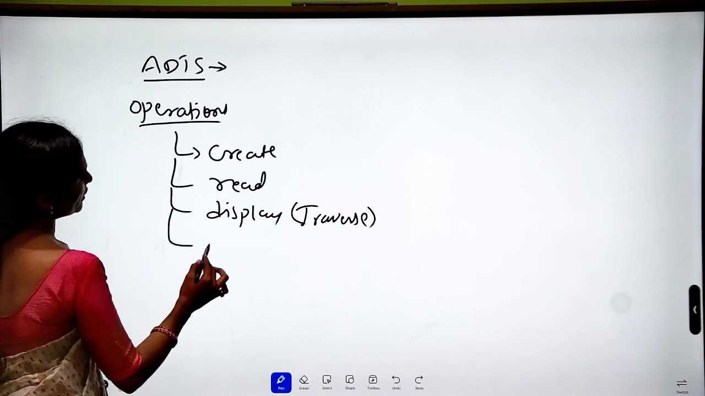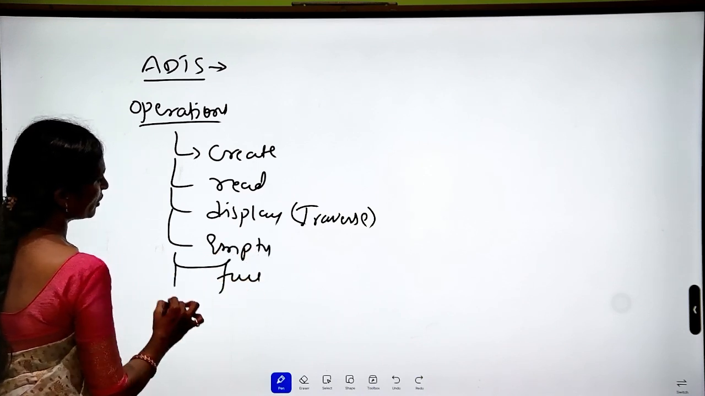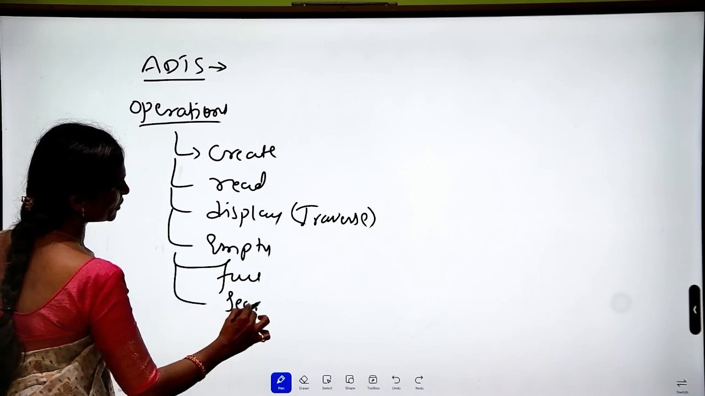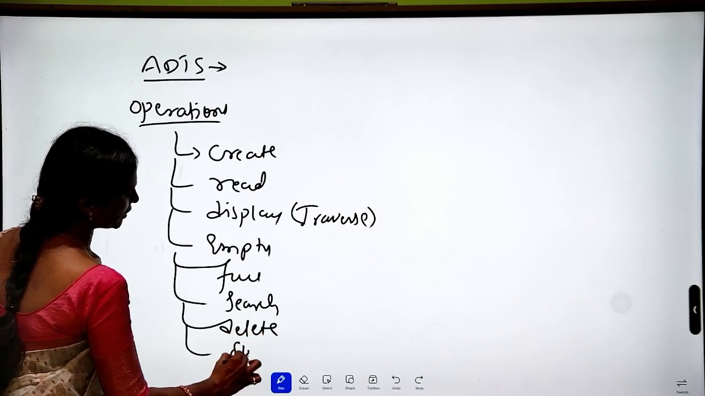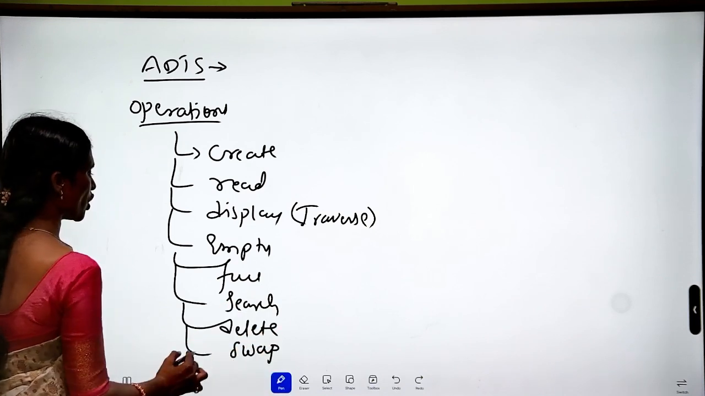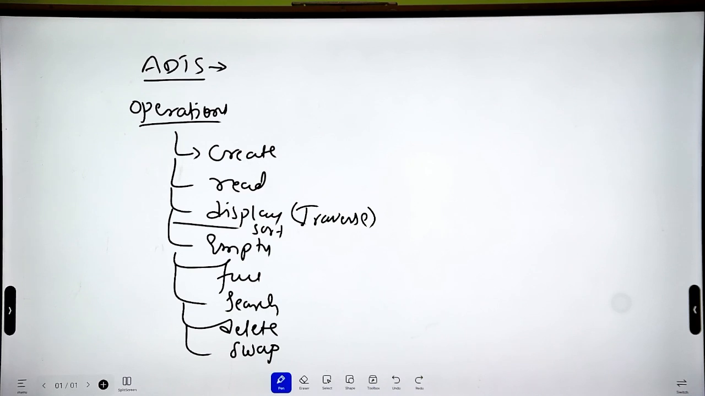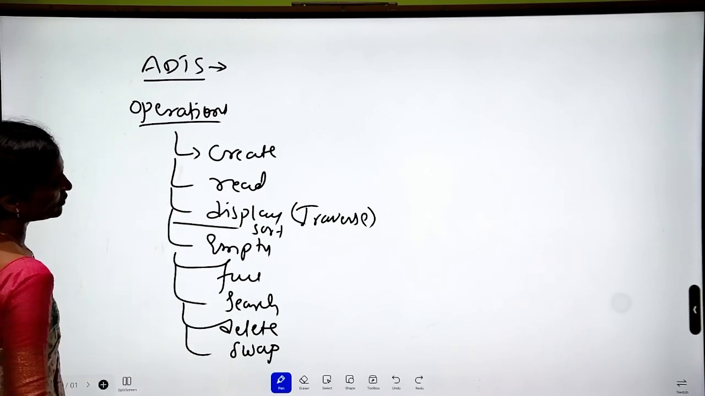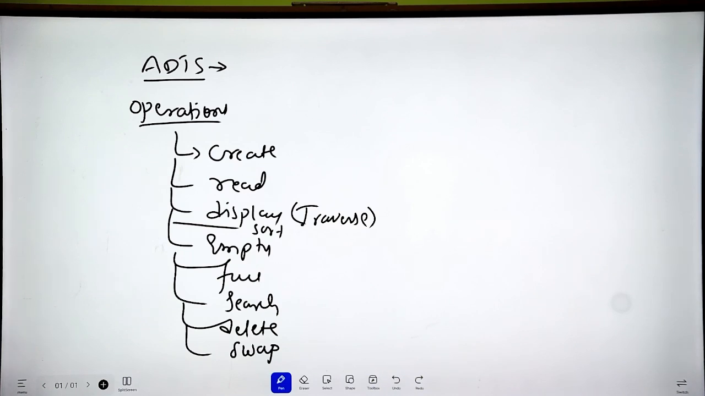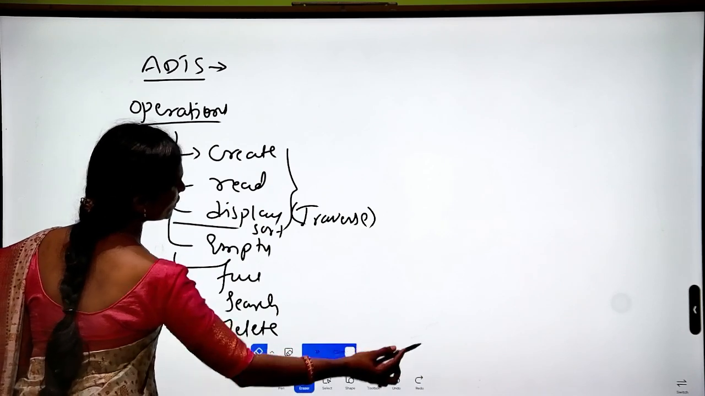Then check whether the array is empty, whether the array is full, search an element from the array, delete an element from the array, swap array elements, and sort the array elements. So there are many operations we can perform on the array. These are called ADTs, abstract data types. It tells what operations we can perform. So let's take a simple program to demonstrate with an array.